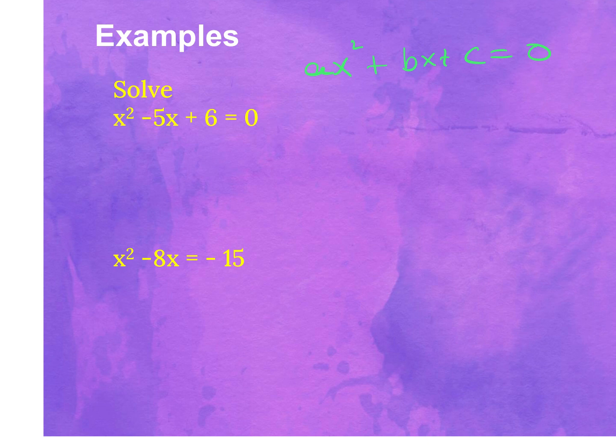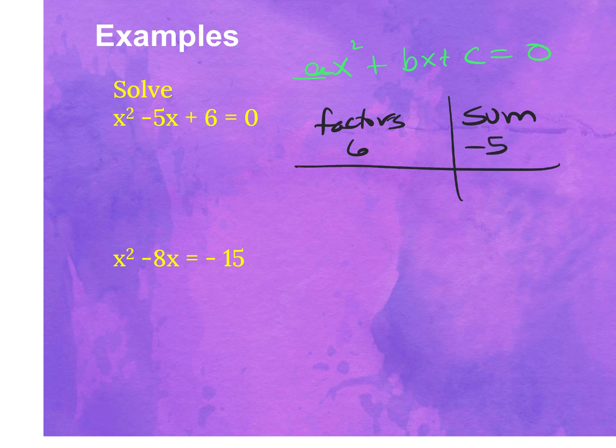So when it's got the 1 in front, when your a value here is a 1, all you have to do is find the factors of the c term. And in this case, it's the 6. That will sum to give you the b term, which is the -5.